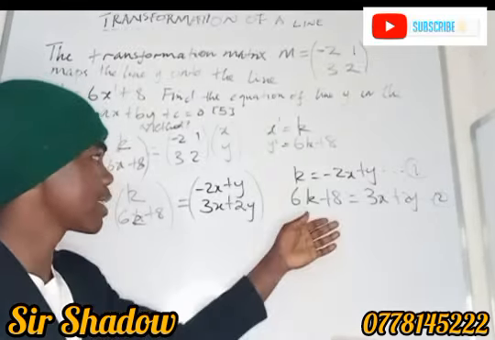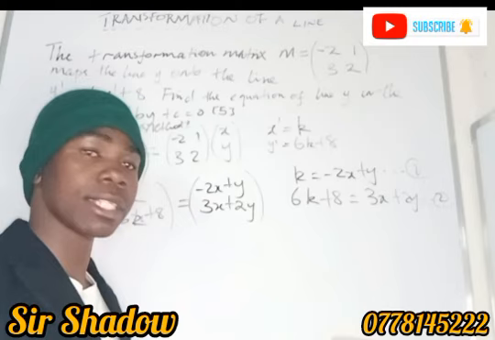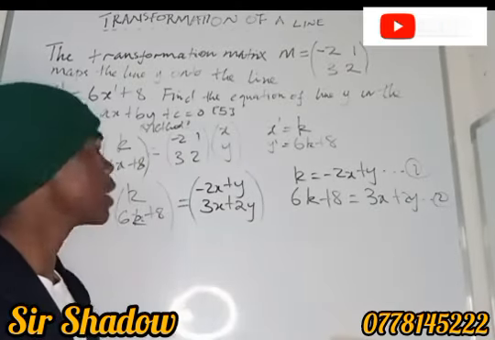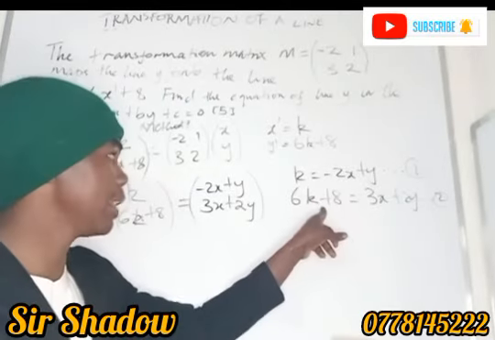So our next step, since we have k is equals to this one, we want to find the equation of the object in the form ax plus by plus c is equals to 0. So our next step is to substitute the value of k here in equation 2.